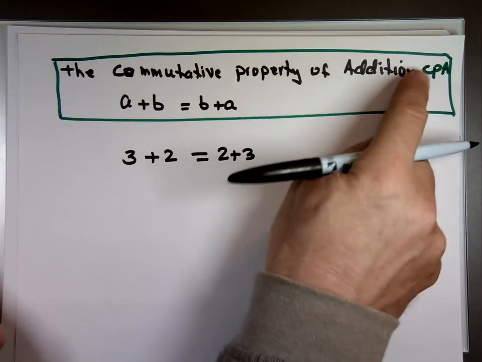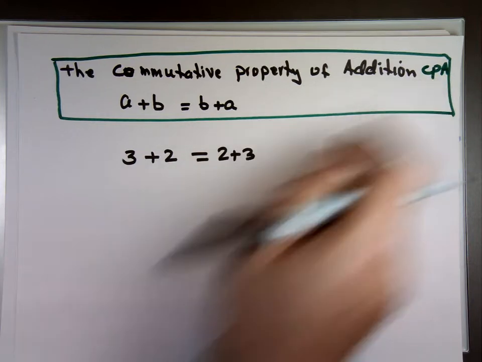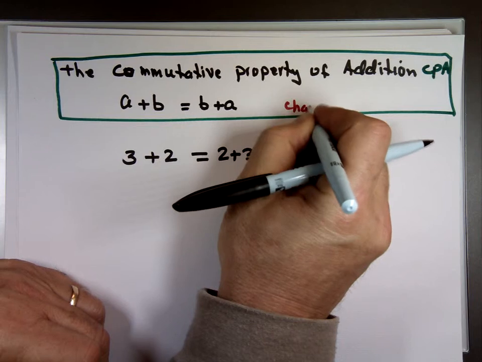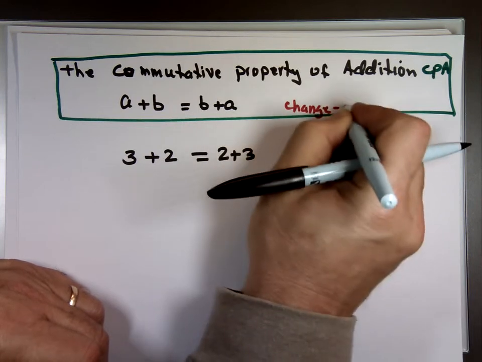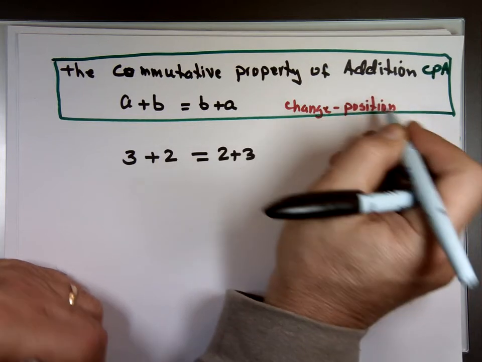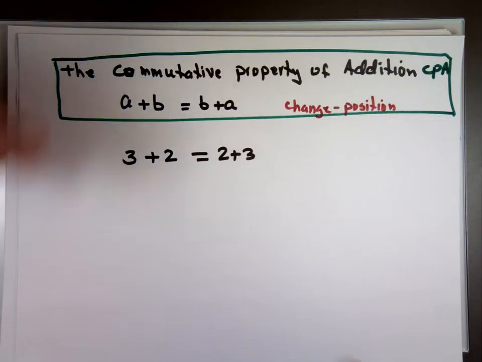I call them CPA. The reason I like to call them CPA, to me, C stands for change, P for position, and A for addition. Change the position of the numbers. So I remember them that way. If you change the position of the numbers, it doesn't change the value of the two numbers. This is kind of important down the road when you start adding numbers.